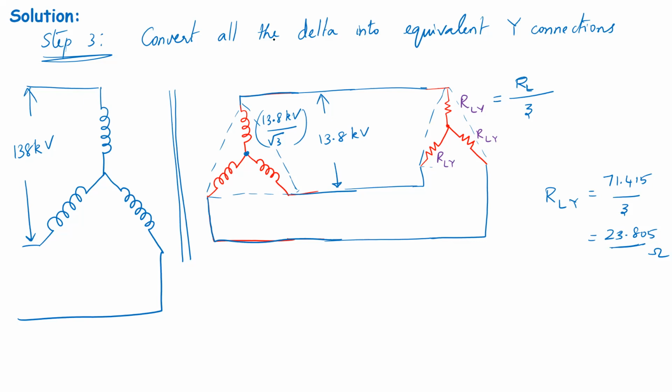Now that we have converted all the delta connections into equivalent Y, we can redraw this three-phase diagram into a single-phase equivalent. Before that, let me quickly draw the phase voltage on the high voltage side as well, just for our sake. So the phase voltage that exists on the high voltage side is 138 divided by root 3 kV, because the high voltage winding is Y connected. Okay. Now, once we have got all these things, the phase voltages are all the same on the secondary side. On the primary side, it's 138 kV by root 3.